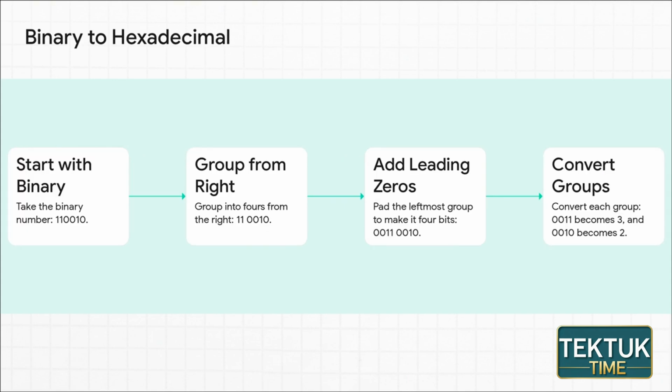We take our binary result, 110010, we group it into 4s from the right. That gives us 2 chunks, 11 and 0010. That first chunk is too short, so we add 2 zeros to the front, making it 0011. Now we just look them up on our chart. 0011 is the number 3, and 0010 is the number 2. You stick those two together, and you get our final result, 32 in hexadecimal.